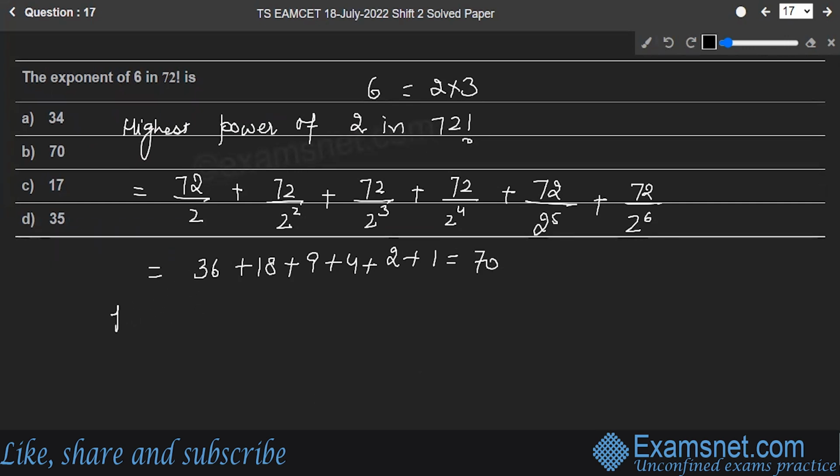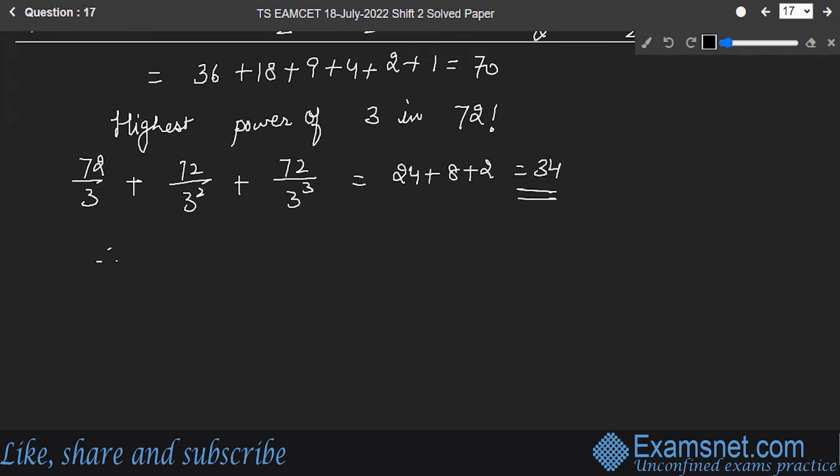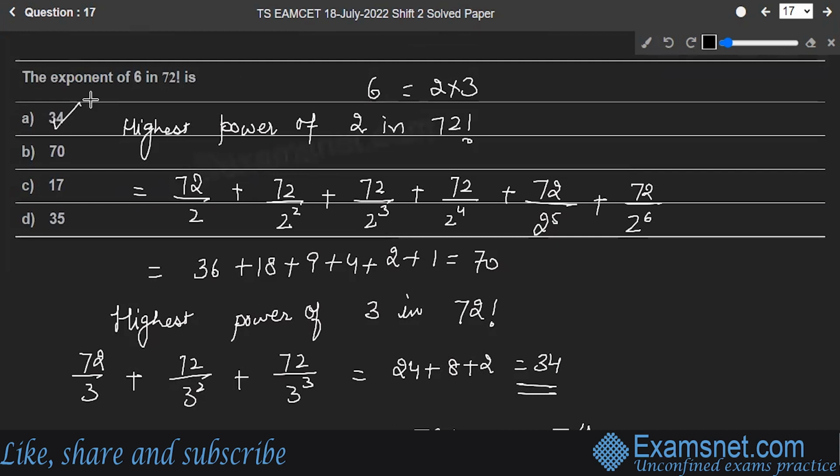Similarly, the highest power of 3 in 72 factorial is given by 72 upon 3 plus this plus this, which is equal to 24 plus 8 plus 2, that is equal to 34. Therefore, the exponent of 6 in 72 factorial is 34. Why? Because 2 raised to power 34 into 3 raised to power 34 is equal to 6 raised to power 34. Right? That means we have 34 as the answer. Option A is the correct answer. Hope you got that. Let's move to the next question, number 18.